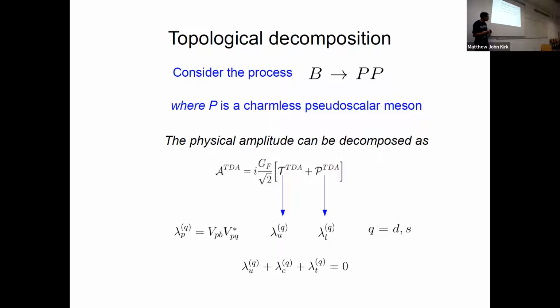So the amplitudes can be split in two sectors, what I call T and P, which are different depending on the CKM structure. You can always find two CKM factors and then factorize this amplitude depending on these CKM quantities. One of them is going to be lambda u, the other one will be lambda t. I'll try to explain briefly how these are constructed. It's a very common notation in the literature.